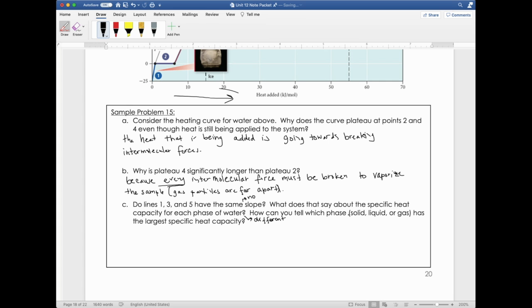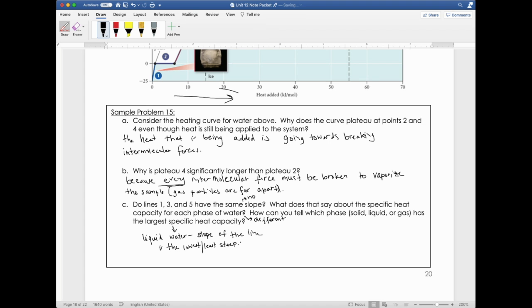And how can you tell which phase has the largest specific heat capacity? So the largest specific heat capacity would be for liquid water. And that's because the slope of the line is the lowest, or we'll say least steep. Requires more energy to raise the temperature of liquid water.